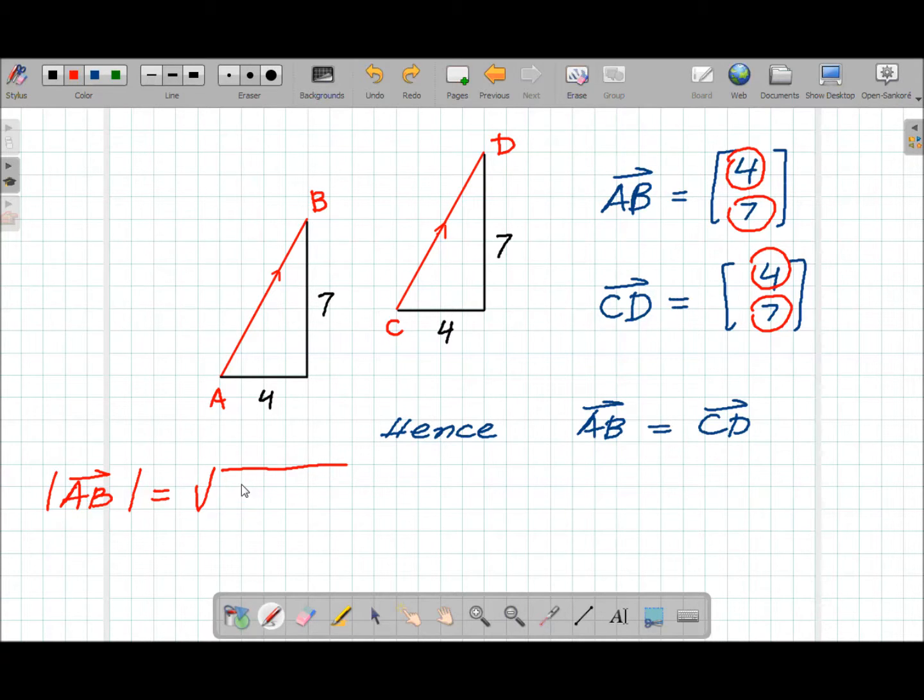AB magnitude is equal to square root of 4 square plus 7 square, that's equal to square root of 16 plus 49, and it adds up to 65.